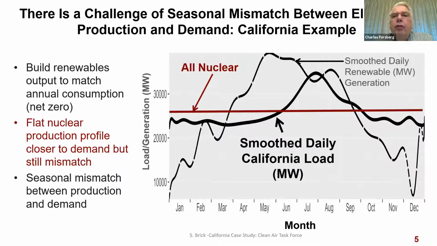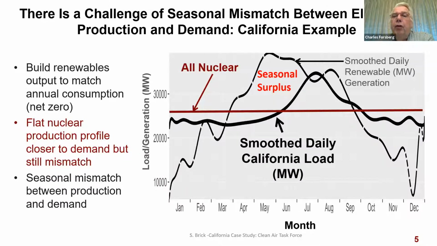Let us start with a second observation. That is, there is a mismatch between electricity production and demand, and we're going to use the California case. In the figure, we see a dark black line, which is the smooth daily California electricity load. The dotted line shows the smooth daily renewable outputs for wind and solar, where we've adjusted those wind and solar outputs to produce the total amount of electricity needed in California over a year. And what we find is there's a mismatch.